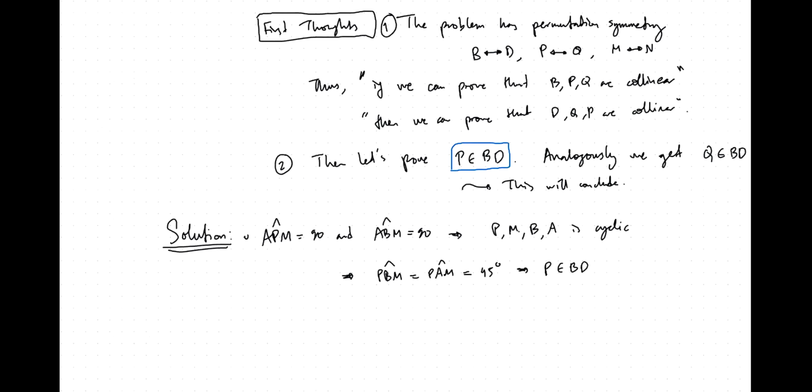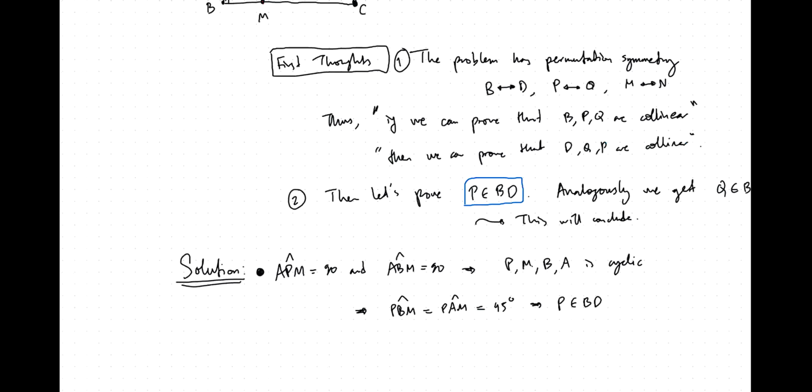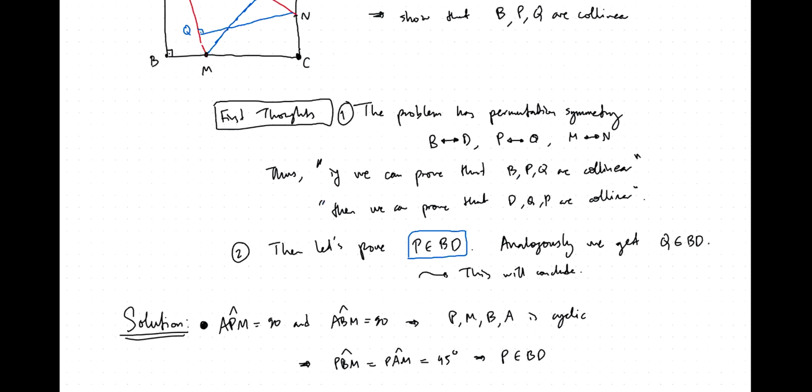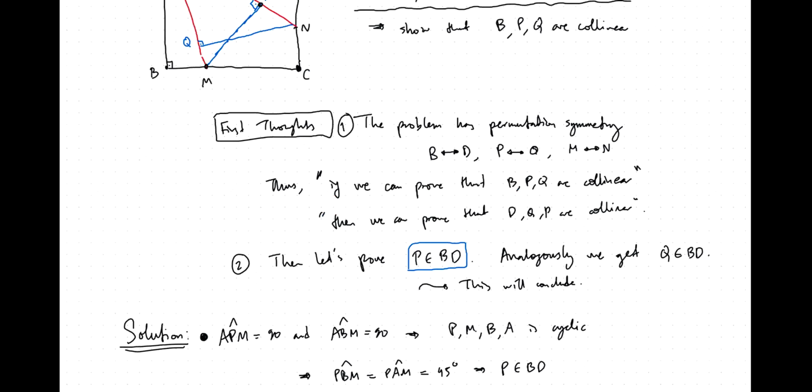Now this is how the solution starts. This is the first step of the solution. To complete the solution, you should prove that Q is on BD. As I said, how do you prove Q is on BD? You can either write this sentence: the problem has permutation symmetry, B to D, P to Q, M to N.